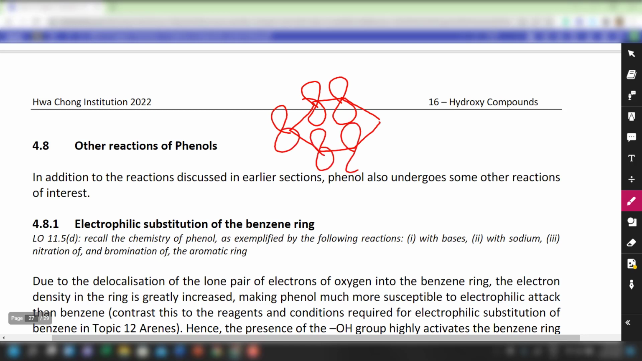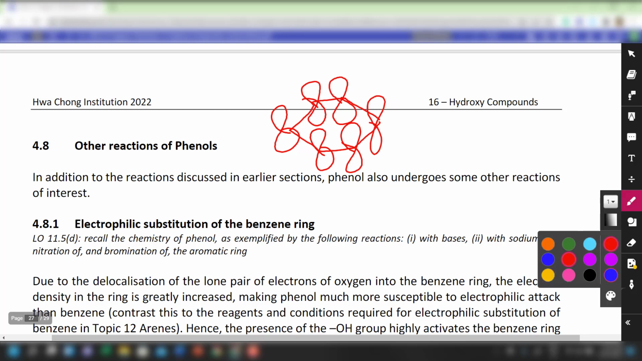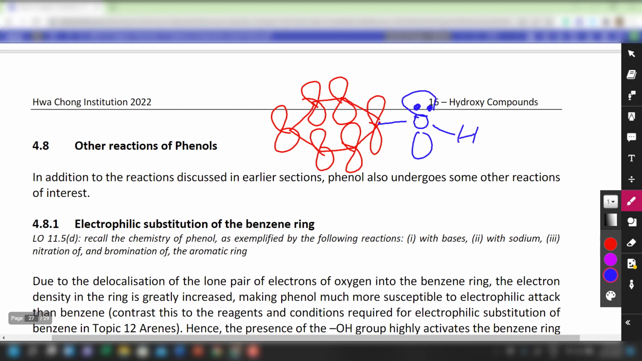First of all, I'm going to draw in the pi electron cloud on the benzene ring. And then I'm going to draw an OH group here. The OH group contains lone pairs of electrons. Because the oxygen contains 2 lone pairs, it has a choice of being sp3 or sp2 hybridized. Under normal context, you will think that it is sp3 hybridized, because of 4 electron domains or 4 electron groups. So normally we'll think that it's sp3 hybridized.